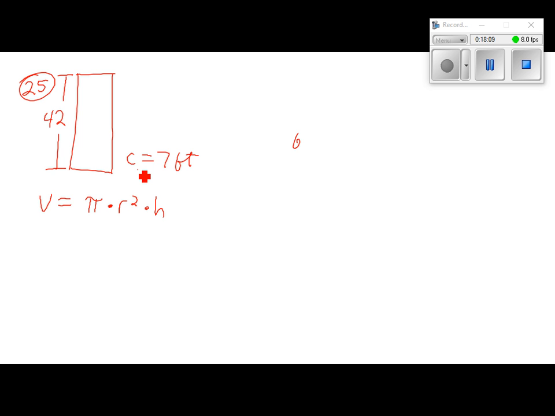They tell us the circumference of the tree is 7 feet. I think that's what they said. Yeah, circumference is about 7 feet, and the height of the tree is about 42, and we're not taking into consideration any of the branches or anything. So what we actually have is sort of a cylinder. No, it's not exactly a cylinder, but just to get an estimate of how much wood we're going to get out of this tree, that's what we're going to use.